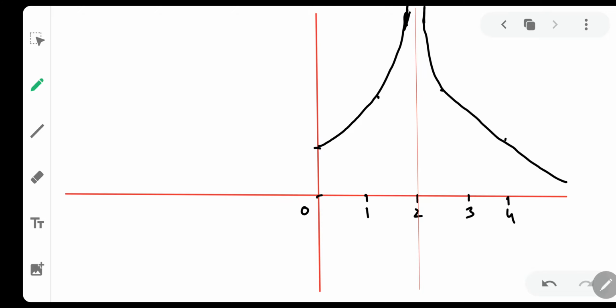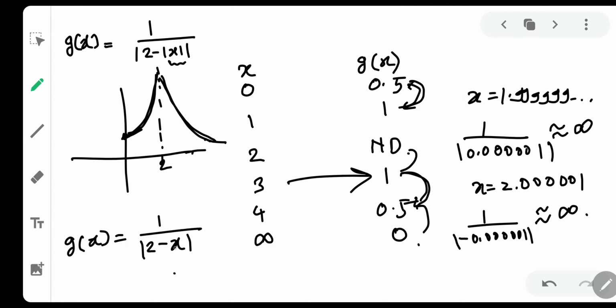But as I told you, I had only calculated for 1 upon 2 minus x, and once I put mod x, what happens?